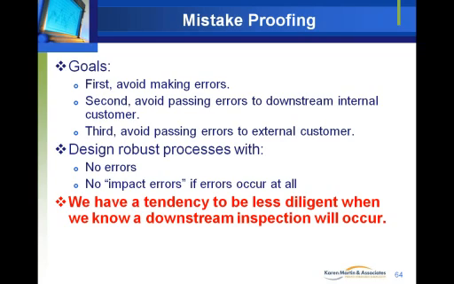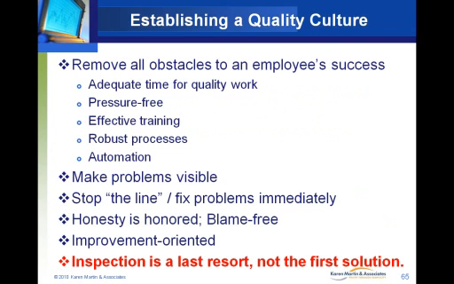And then, of course, building a robust process, creating a good environment, and using technology to be your friend are all other things you do there. So make sure that when you're establishing this quality culture, in addition to this whole idea that you make problems visible instead of hiding from them, which is very traditional in non-manufacturing, and this whole concept that we stop and fix problems immediately instead of letting them linger and linger and linger, make sure that the inspection idea is used as a last resort, not the first solution. It is expensive and it doesn't solve the problem.